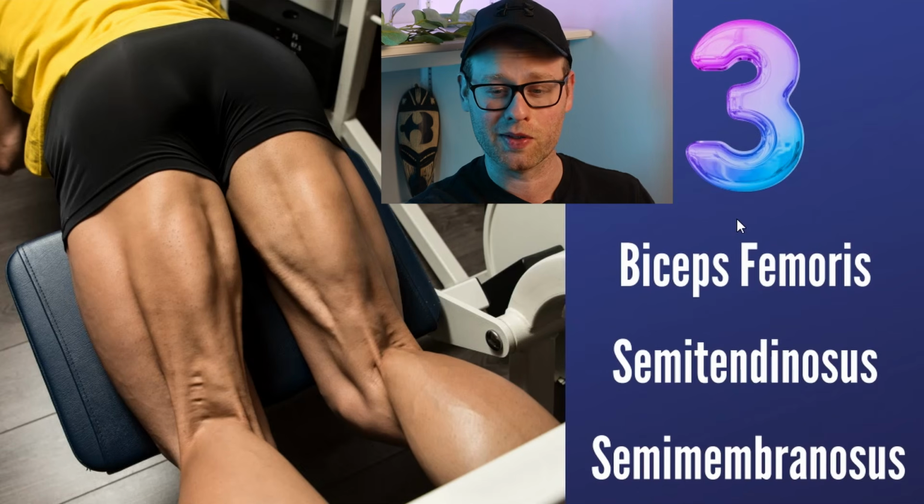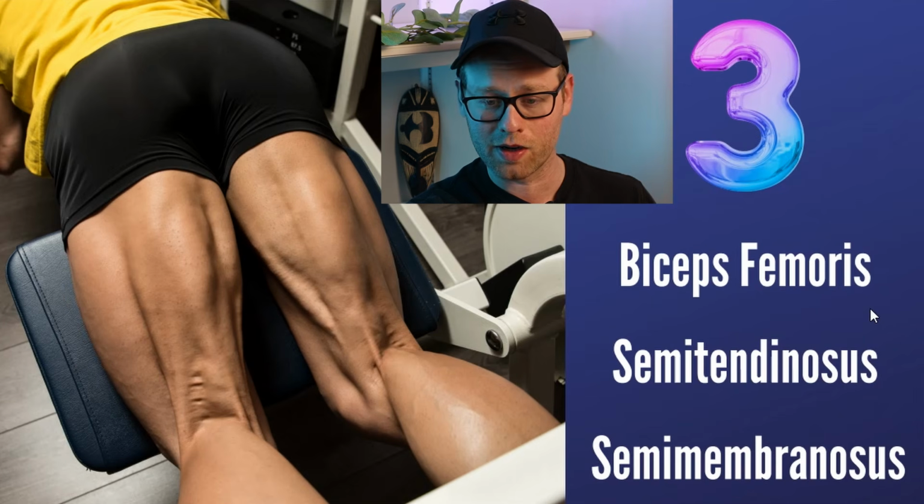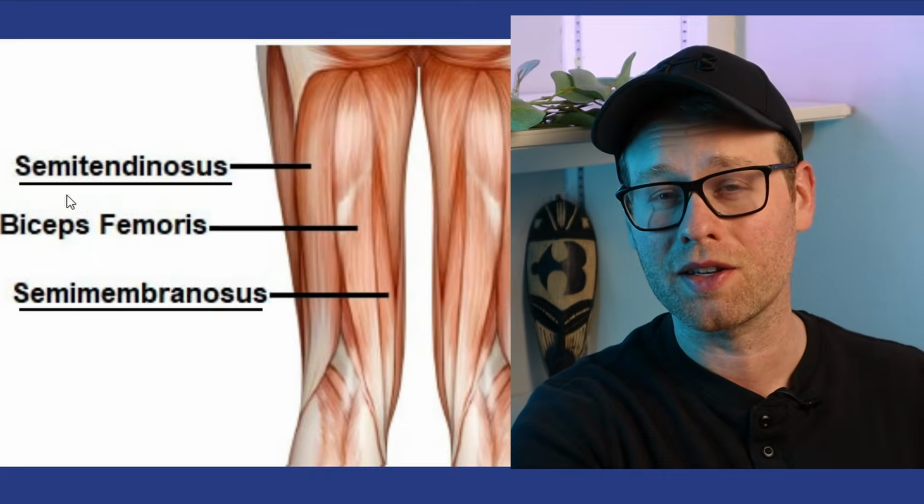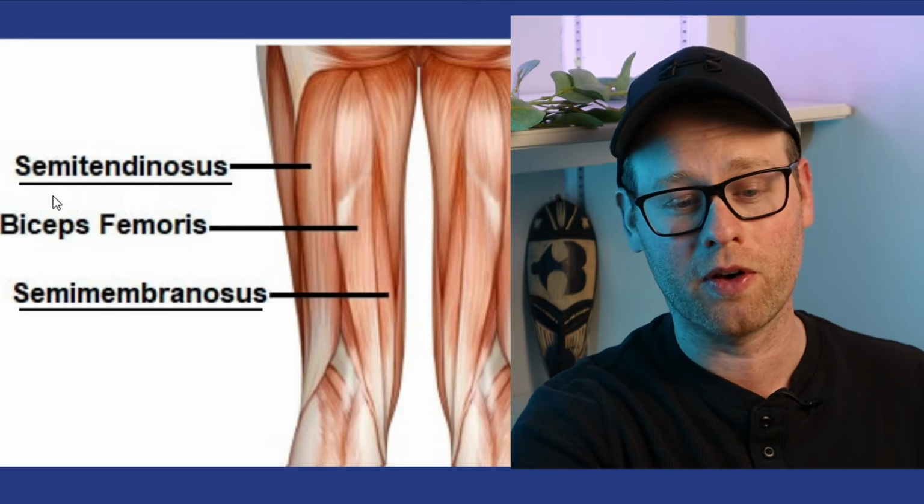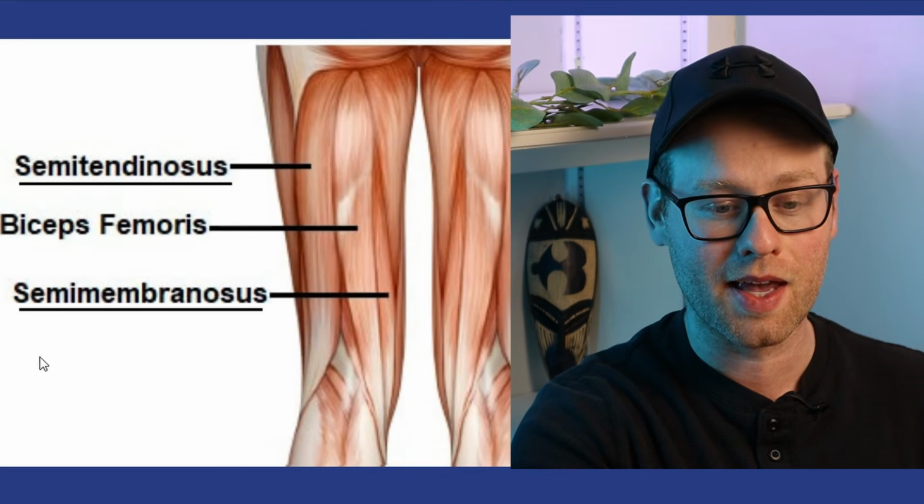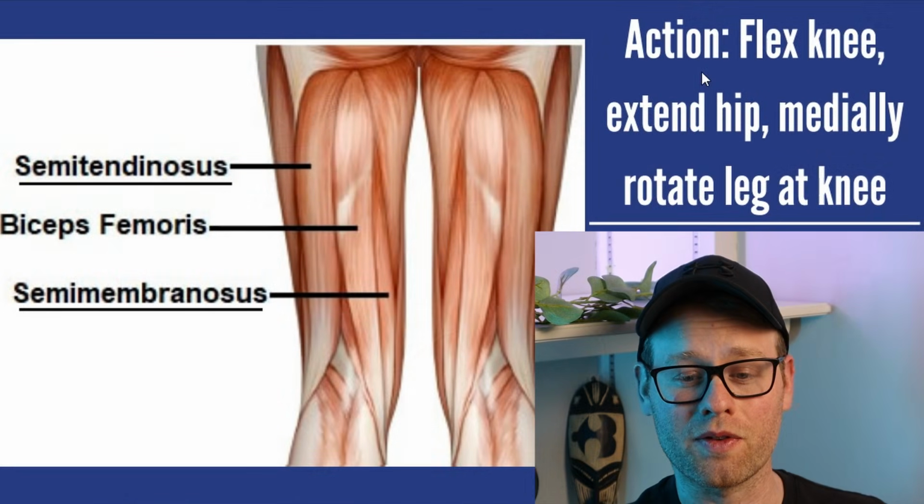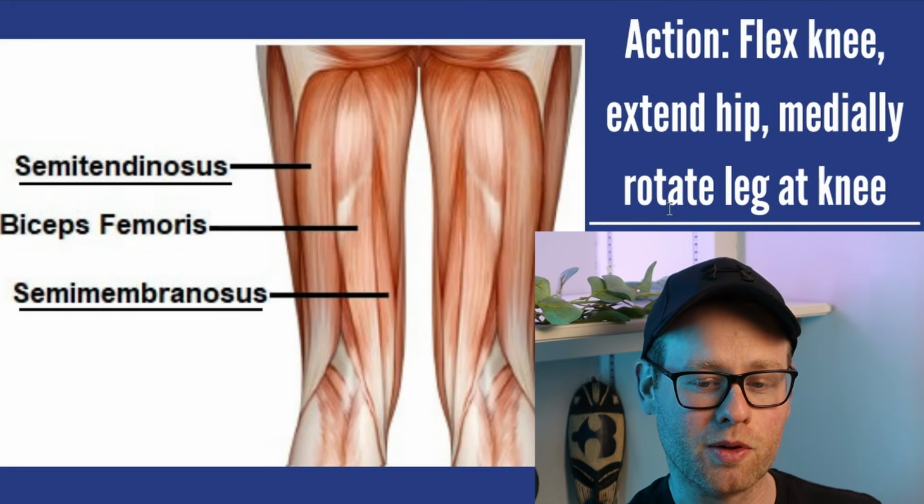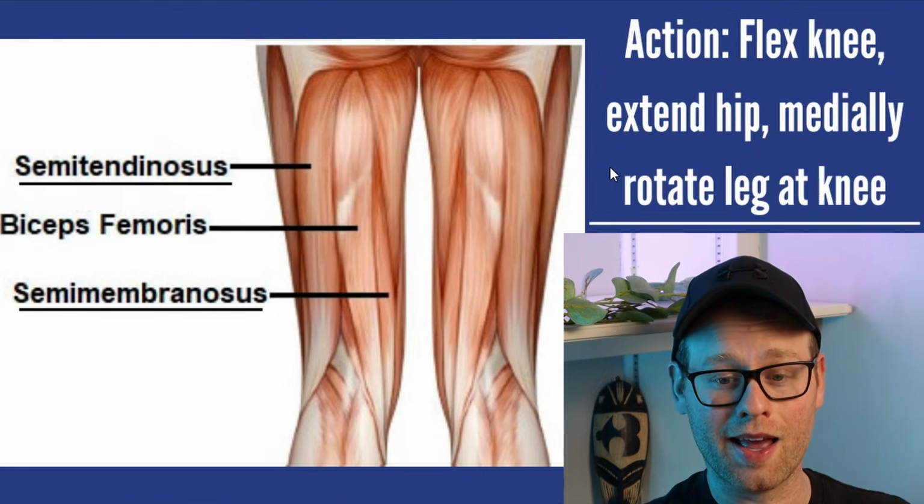Moving on to the hamstring muscles next, you have 3 different hamstring muscles. You have your biceps femoris, your semitendinosus, and your semimembranosus. And in this first slide on the hamstrings, we're just going to be focusing on the semitendinosus and the semimembranosus. They actually do a few different things here. They flex the knee, they extend the hip, and they medially rotate the leg at the knee. When you hear hamstrings, the 2 actions that I want you to think about are knee flexion and hip extension.